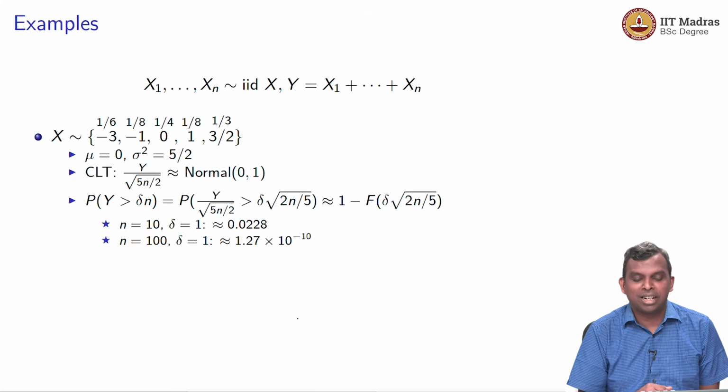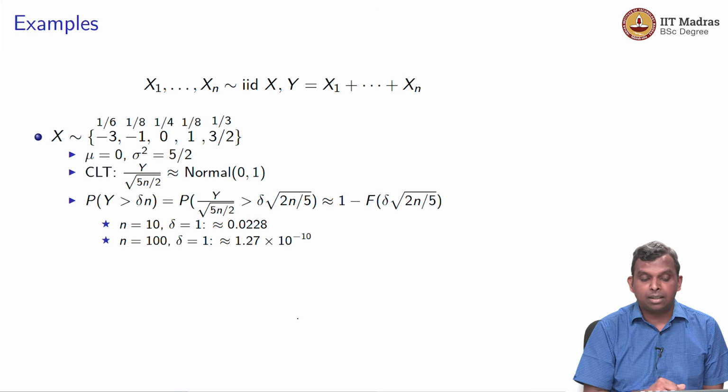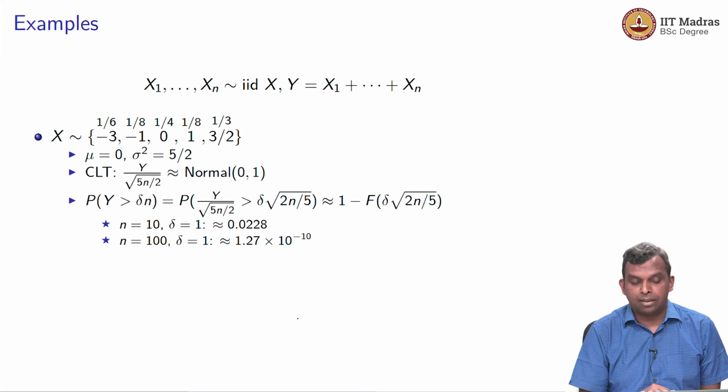I've taken our other favorite distribution, Y being X1 plus ... Xn, and this X having this distribution. So here you can again see mu is 0 and sigma squared is 5 by 2. You can do this calculation. Now CLT tells me Y by square root of 5n by 2 is roughly normal 0, 1.